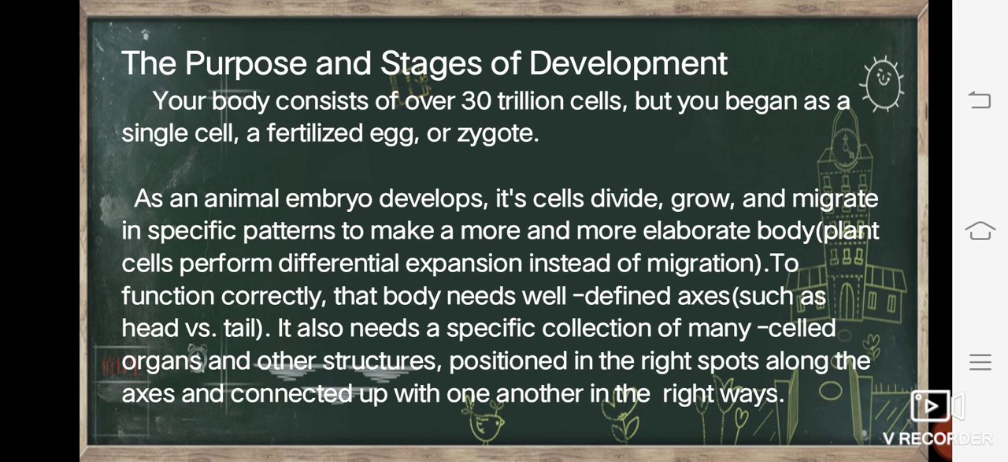Your body consists of over 30 trillion cells, but you began as a single cell, a fertilized egg or zygote. As an animal embryo develops, its cells divide, grow, and migrate in specific patterns to make a more and more elaborate body. Plant cells perform differential expansion instead of migration.